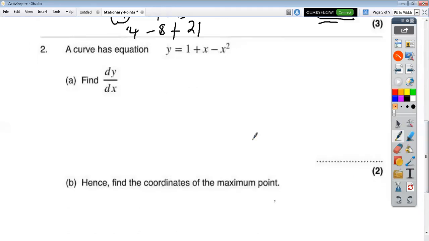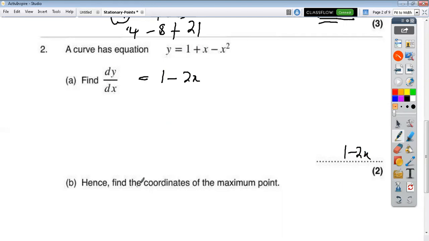Now an equation has got this. Find dy over dx. So straight away, this gives us 0. That's what we said. Differentiation of x is 1. We've just explained it just now. Minus 2x to the power of 1. So it's 2x like that. We are done: 1 minus 2x.